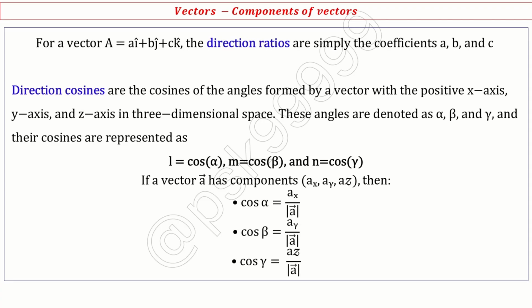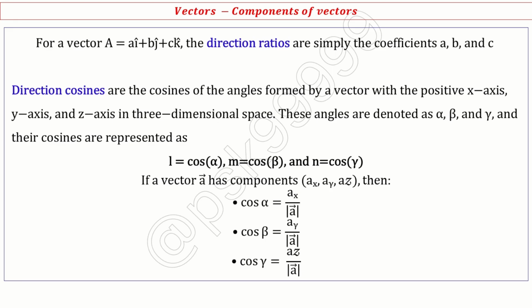Okay, continuation. We learned already the direction ratios or direction cosines, correct? We will understand this very easily once you understand this ijk form. Now these are the three unit vectors in the direction of x, y, z of a given vector. So if a vector A is defined as a i plus b j plus c k, the direction ratios are simply the coefficients a, b, c.